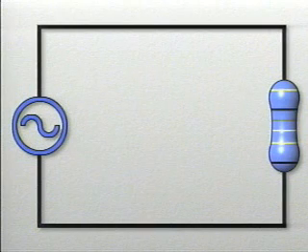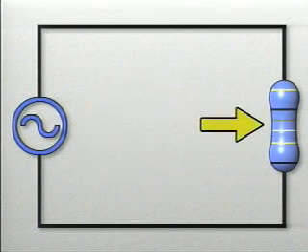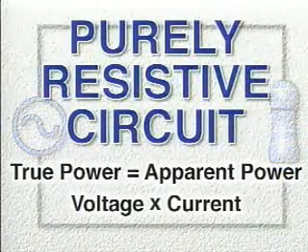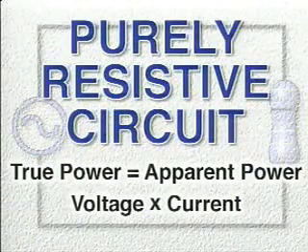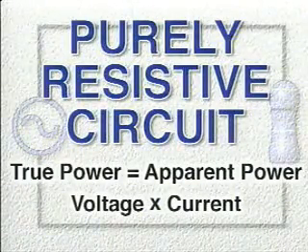This AC circuit contains an AC power source and a resistor. With these components, the circuit is a purely resistive circuit. In a purely resistive circuit, true power and apparent power are equal. The value is obtained by multiplying voltage times current.